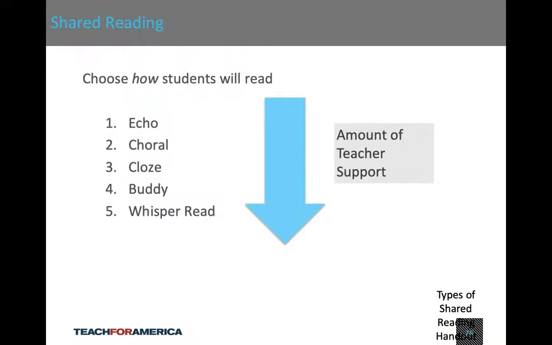Shared reading, like we stated, has 5 main types: the echo, choral, cloze, buddy, and whisper reading. Again, the teacher is providing a lot of support for students because the text may be above their level, but I want you to look at these and think about which one you feel like you as a teacher will gravitate more towards, and again, which one you feel like you would need most support in.